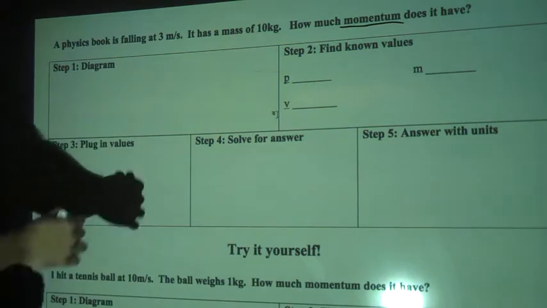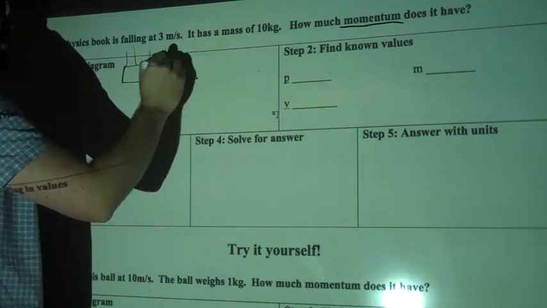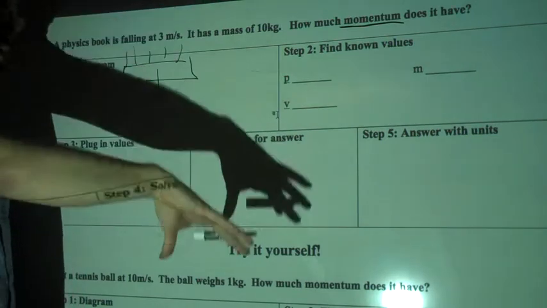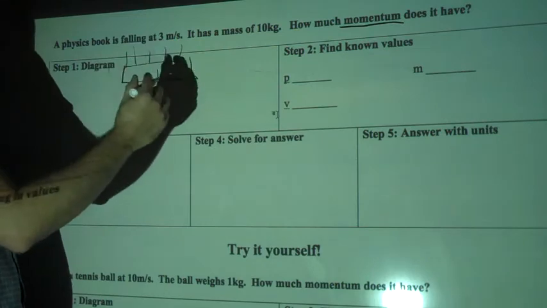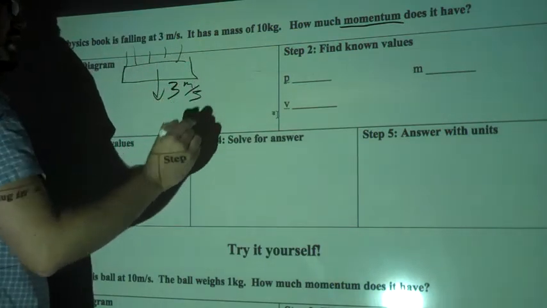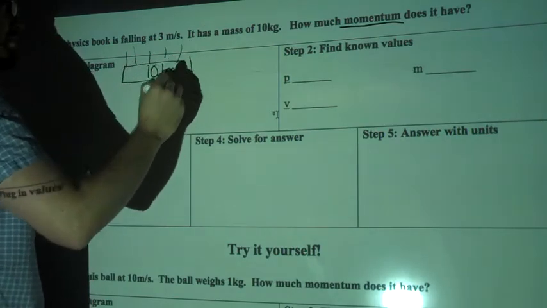So first off, we're going to draw a picture of it. It's not as necessary for the momentum problems. We just calculate the momentum of one moving object. When we talk about collisions, this will be really, really important. It's moving at 3 meters per second, and it's got a mass of 10 kilograms.